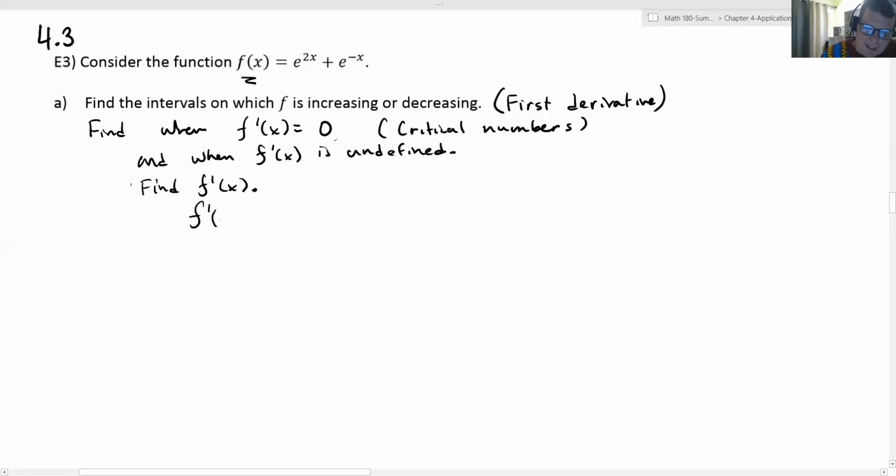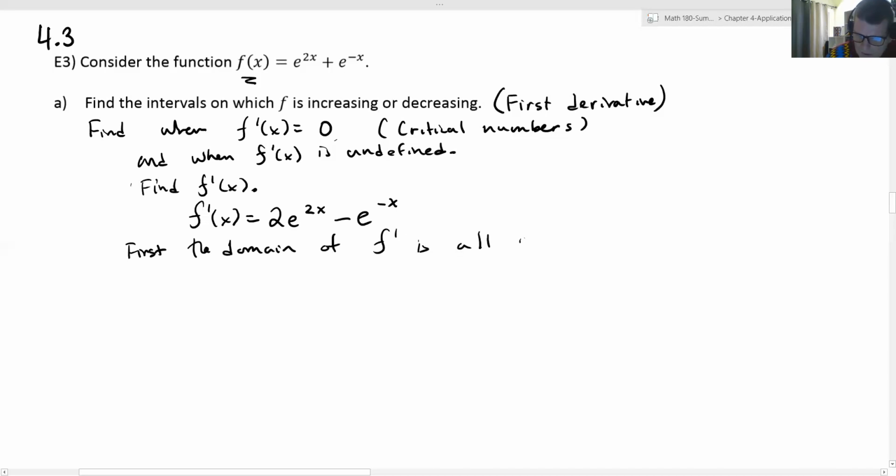So f prime of x is going to end up equaling 2e to the 2x minus e to the negative x. Then, okay, we'll look here, and first, the domain of f prime is all real numbers. So the derivative is defined everywhere, so we don't have that as a critical number.